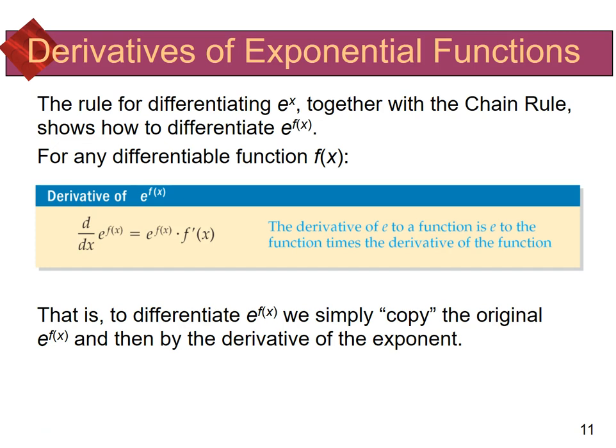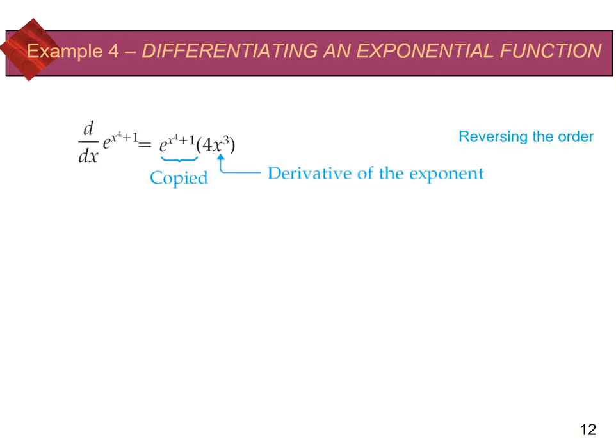A lot of it's just kind of copying the e to the x part, or the e to the f of x part. So if I'm doing the derivative of e to the x to the fourth plus 1, that's going to equal e to the x to the fourth plus 1, just copied. Now I'm just going to do the derivative of the exponent. Oftentimes we tend to put anything in front of the exponential base e that's being multiplied to it to make it a little less confusing and less use of parentheses.